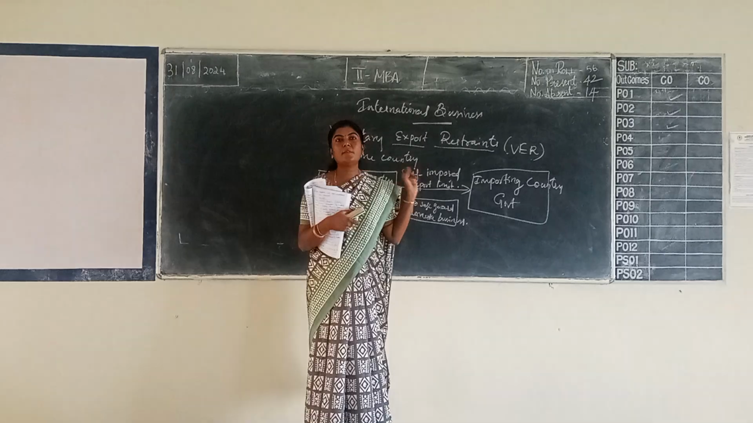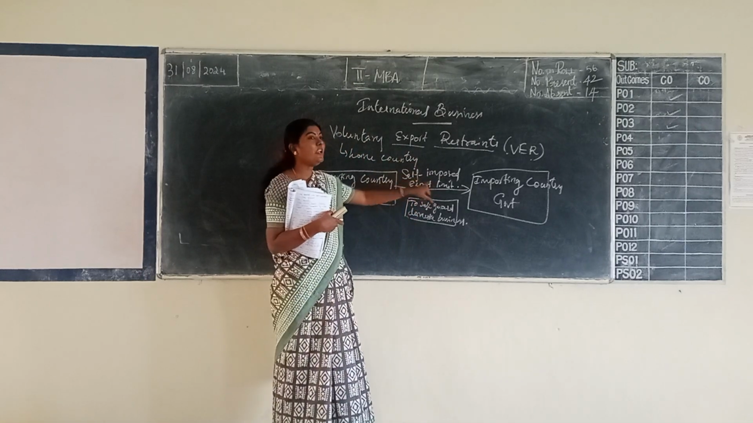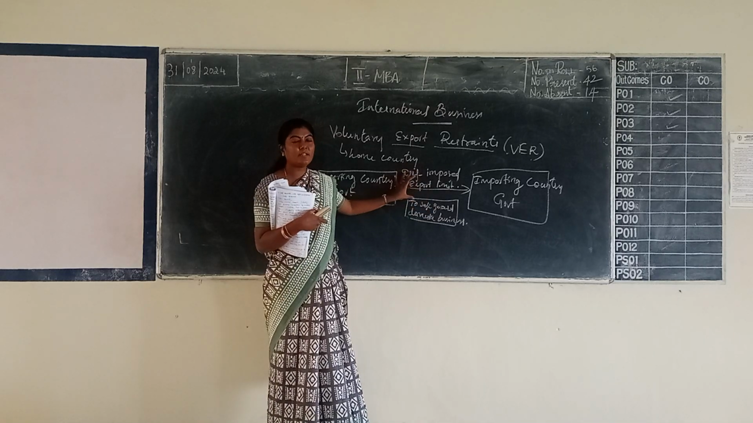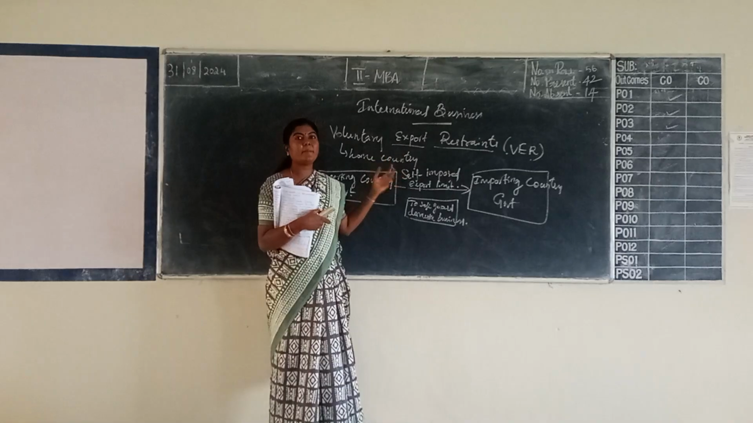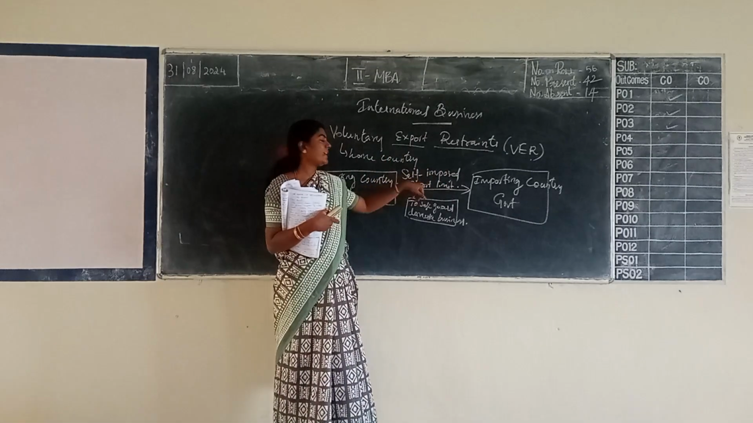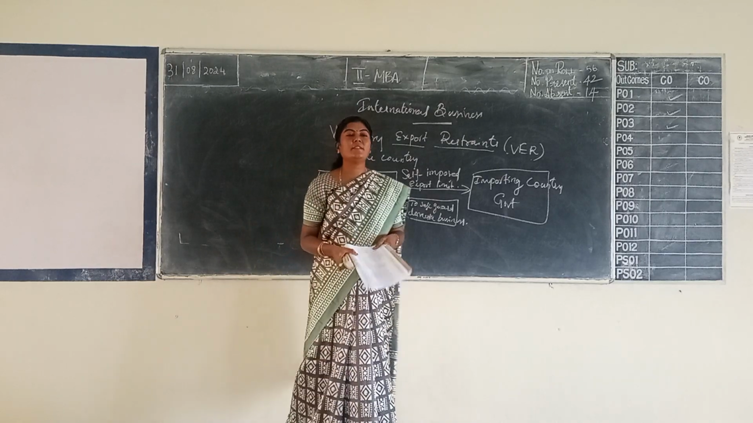VER is voluntary export restrictions. So this is a self-imposed export limit. If you remember just one sentence, remember self-imposed export limit. Okay. So we'll see an example for this.